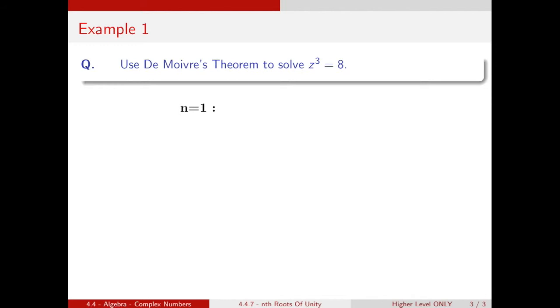Second case, let's sub in n equals 1. So z becomes 2 cos of 2 pi over 3 plus i sine 2 pi over 3. Evaluating that, cos of 2 pi over 3 is minus a half, and sine of 2 pi over 3 is root 3 over 2. Multiplying out our bracket, I get minus 1 plus i root 3.